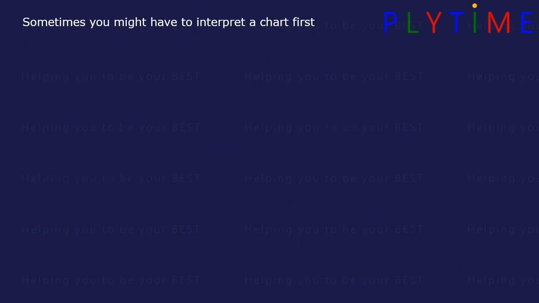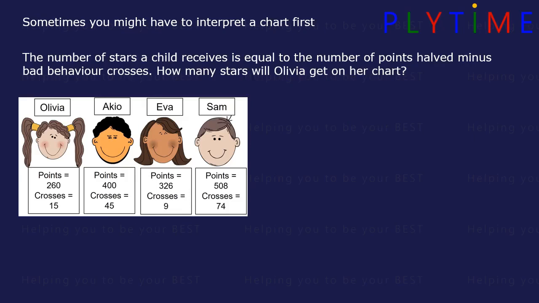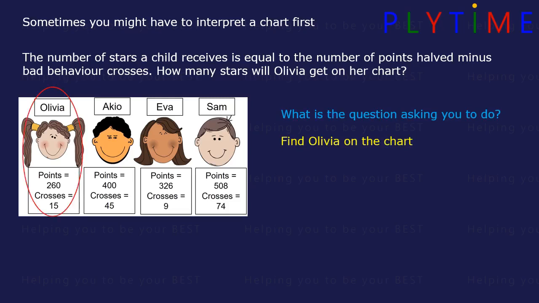Sometimes you might have to interpret a chart first. The number of stars a child receives is equal to the number of points halved minus bad behaviour crosses. How many stars will Olivia get on her chart? What's the question asking you to do? First, find Olivia on the chart. She's here. Now we need to halve her points.